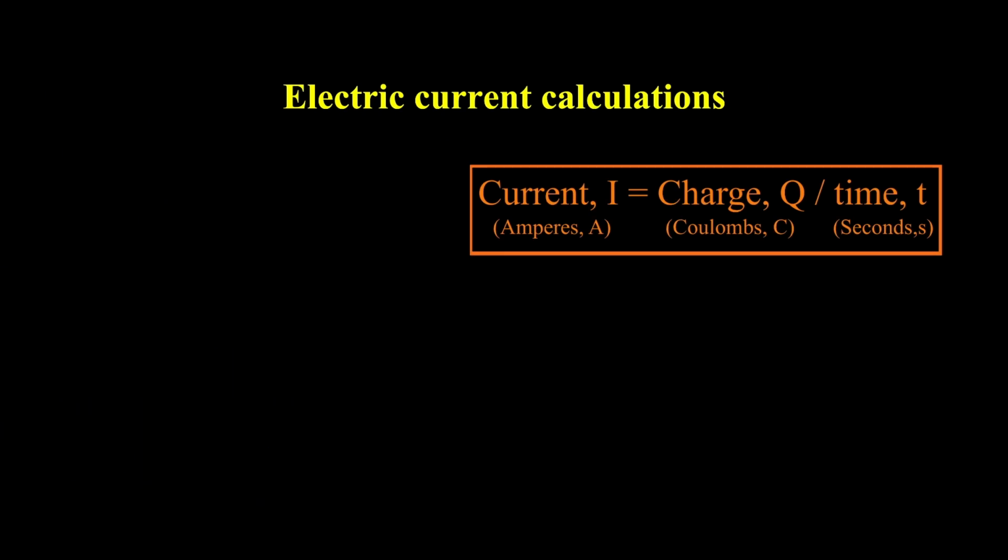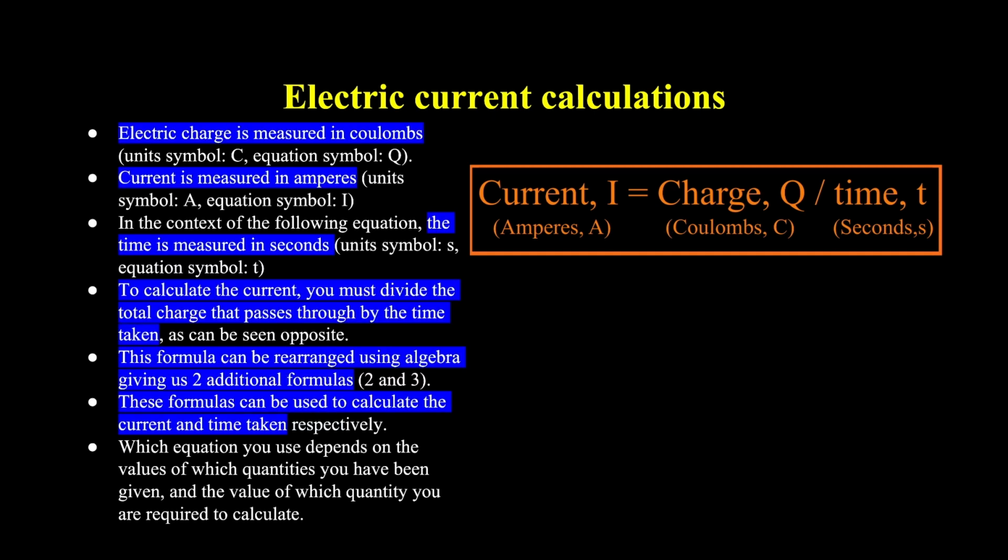Now let's look at how we would do some electric current calculations. Here is the formula for electric current. Electric charge is measured in coulombs. The unit symbol is C. The equation symbol is Q, as can be seen opposite. Current is measured in amperes. The unit symbol is A and the equation symbol is I.